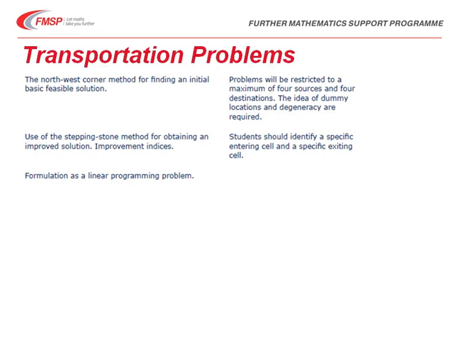The specification says that you should use the northwest corner method for finding an initial basic feasible solution, and having found that solution, use the stepping stone method for obtaining an improved solution, and that will include calculating what are called improvement indices. It says the problems will be restricted to a maximum of 4 sources and 4 destinations, but the idea of dummy locations and degeneracy are required. So I'll try and explain some of those terms before going on and looking at an exam question.